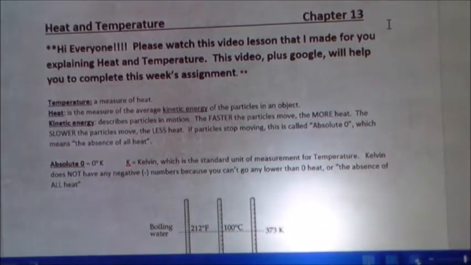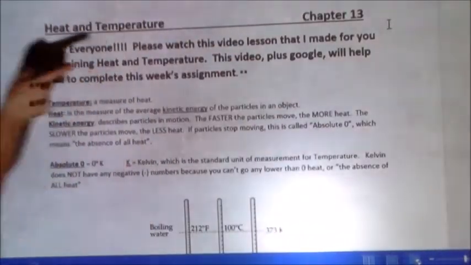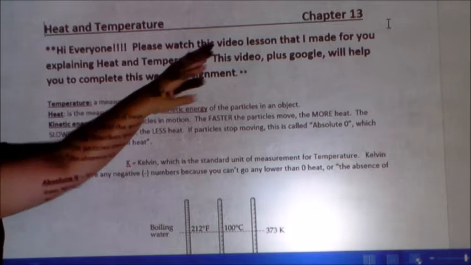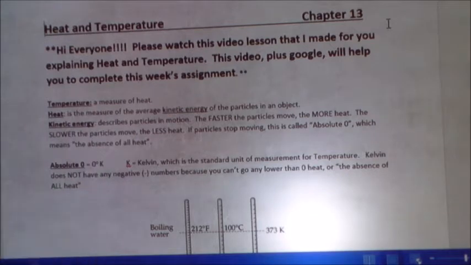Hey guys, this week's lesson is going to be all about heat and temperature. What you should do is print this out or download it and have it open while you watch the video that I made. As you watch the video, you're going to fill this out. It'll just help explain it a little bit better.